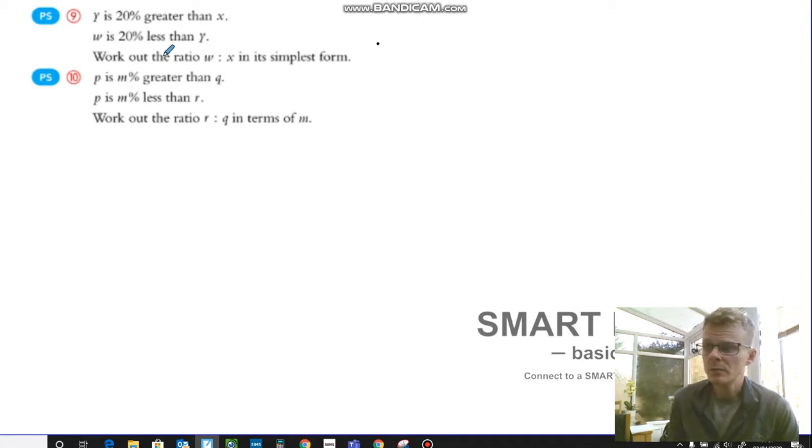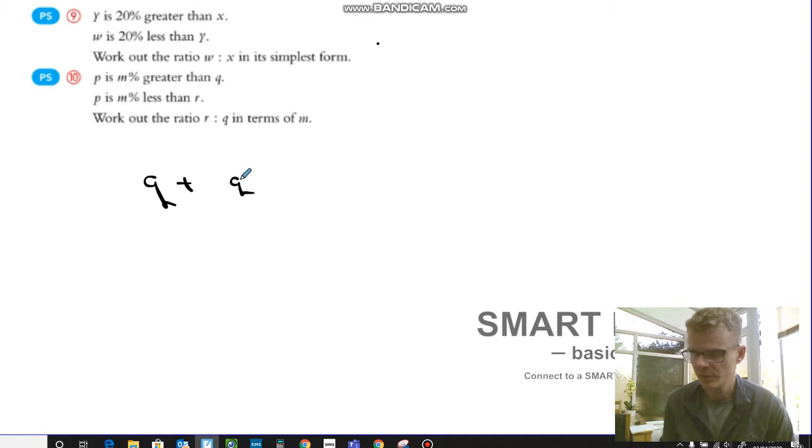But we do know that we can change a quantity into a percentage, so now we have to deploy perhaps a non-calculator method, or maybe one of the first ways that you would have used to find a percentage. So if p is m% greater than q, we would start with q and then add on this m%. Now if I wanted to find m% of a number, I would take that number, which is still q, divide it by 100, which finds me 1%, and then times it by that percentage.